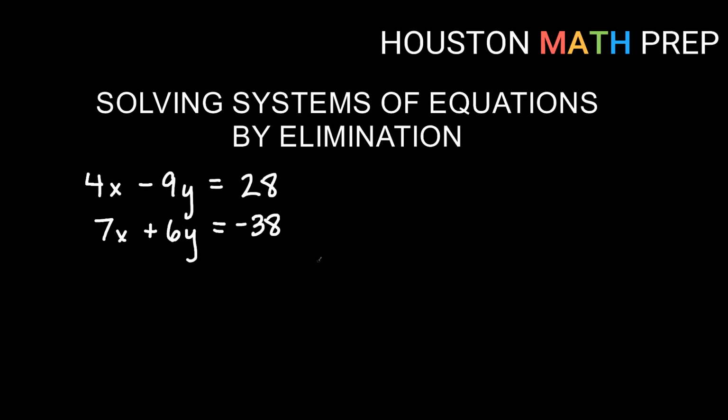So this next one is a little bit different. You can see that if we add things together, we don't get 0 for either variable. If we change the sign of one of the terms, we don't get 0 for either one. What we'll need to do is create a common multiple of either the x terms or the y terms. In general, if you want to deal with the smallest numbers possible, you would use the least common multiple.